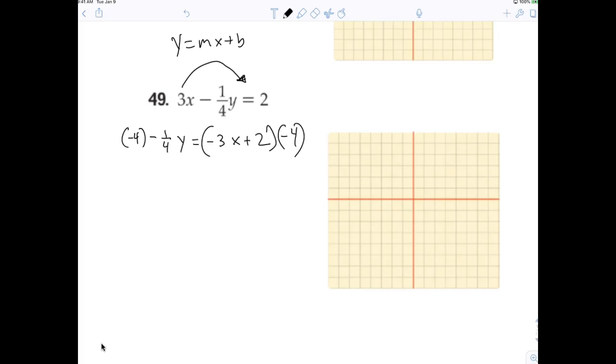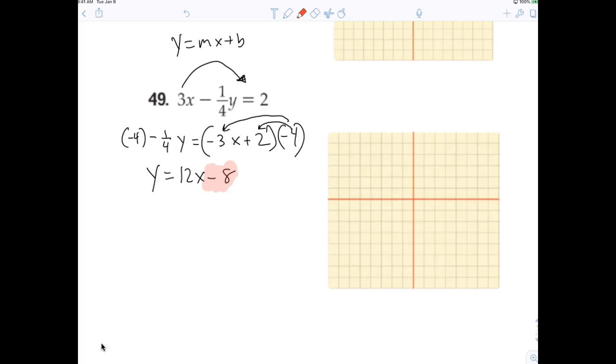Now when I do that, y equals 12x minus 8. Does anybody have a problem with 12x minus 8? Distributed to negative 4. Negative 4 times negative 3. Negative 4 times positive 2. Wait, isn't negative 4 times 2 negative 8? That's what this is right here. Oh, okay. And negative 4 times negative 3 is positive 12, right? Do you understand that?